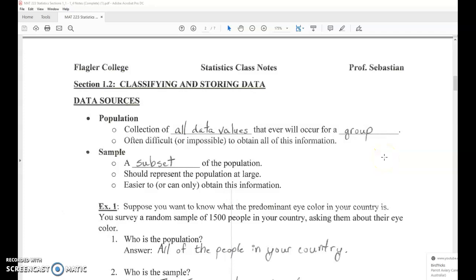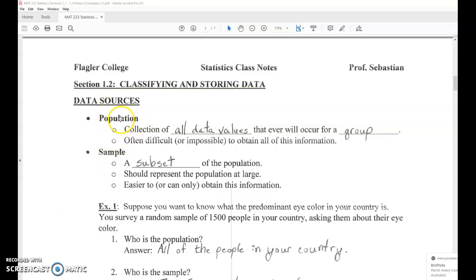Okay, this is statistics class, starting off with page 2 of our notes. In section 1.2, we're going to be talking about classifying and storing data. First of all, we need to understand what data sources are. The two big sources of data are either an entire population or a sample of a population.